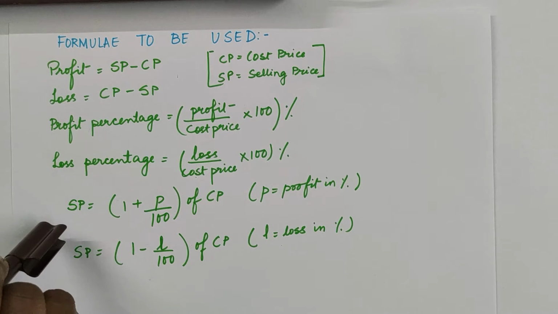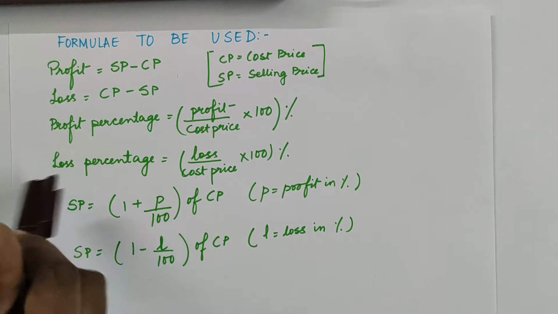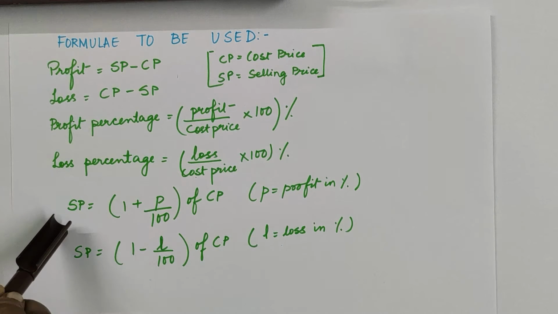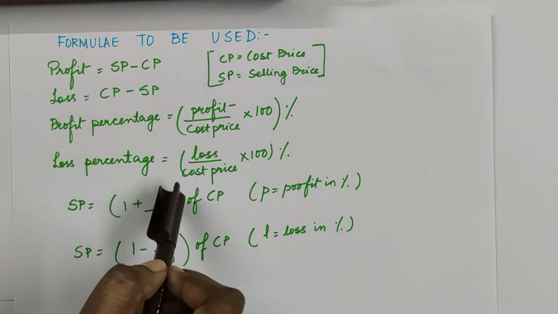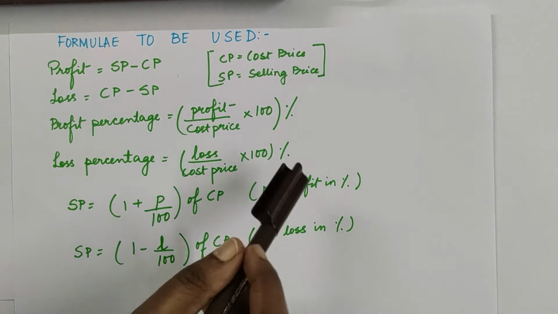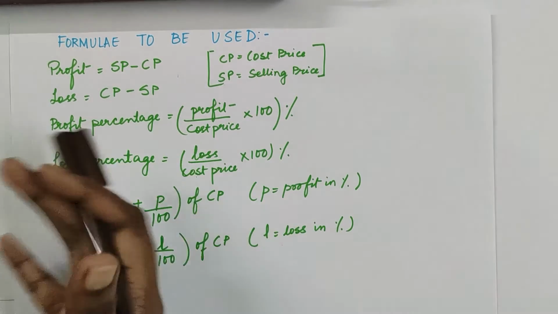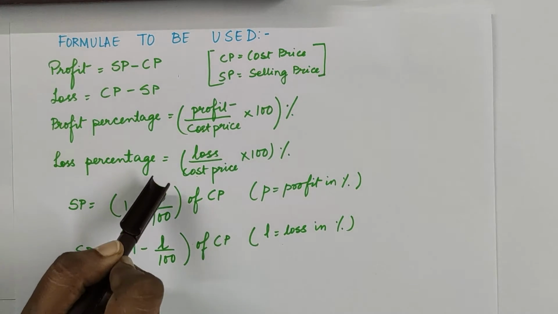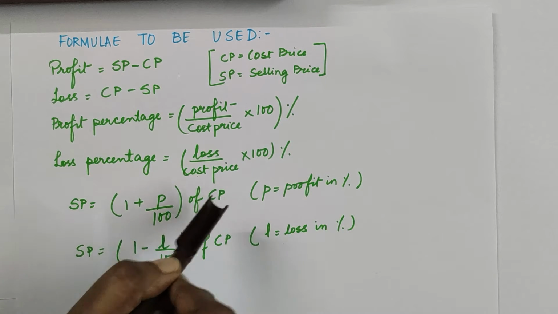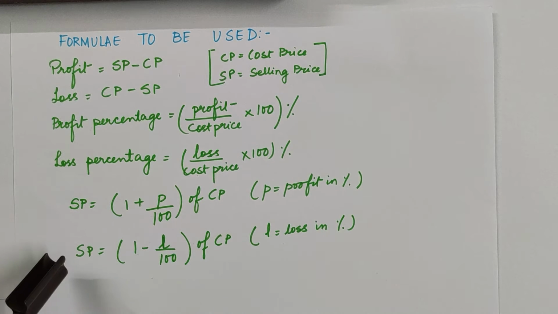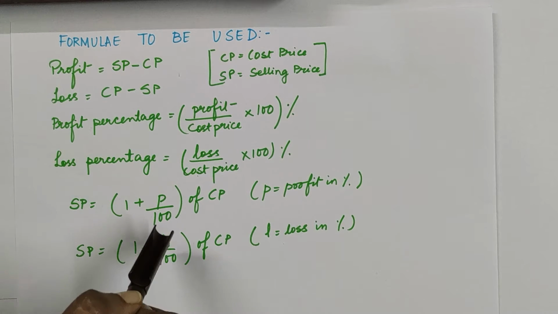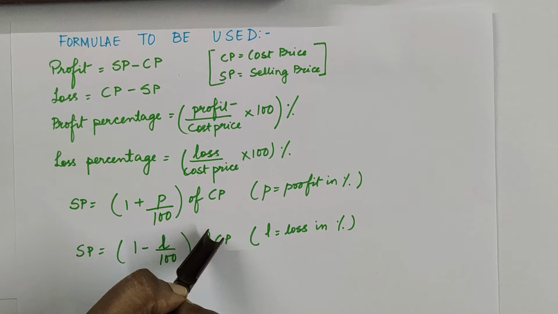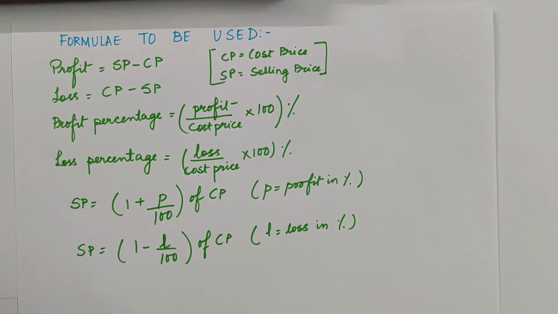There is another formula. If you know the percentage of profit or the percentage of loss, you can get the selling price by using the formula 1 plus P by 100. The P by 100 is because P is a percentage. So suppose 5% profit you have made, so it is 5 by 100 of the CP. And if you have a loss, then the SP can be calculated by the formula 1 minus the loss percent, so loss by 100 whole of CP. So let us try using this formula to solve our questions.